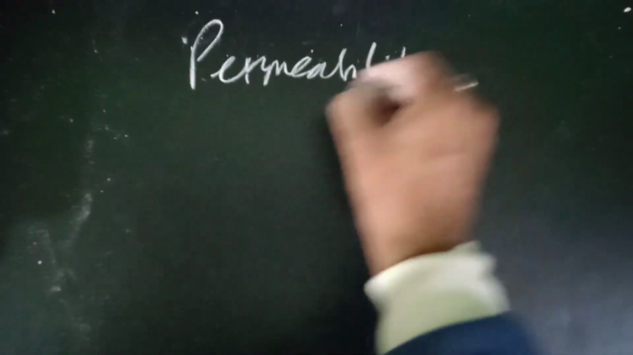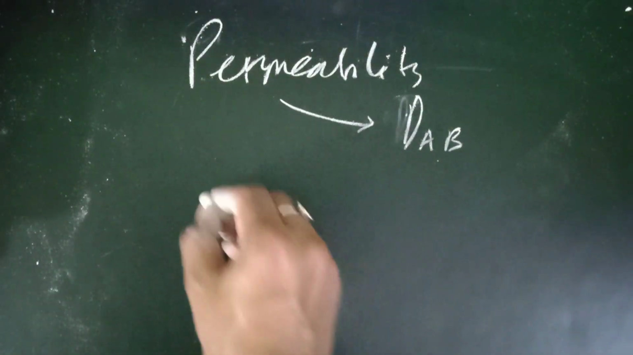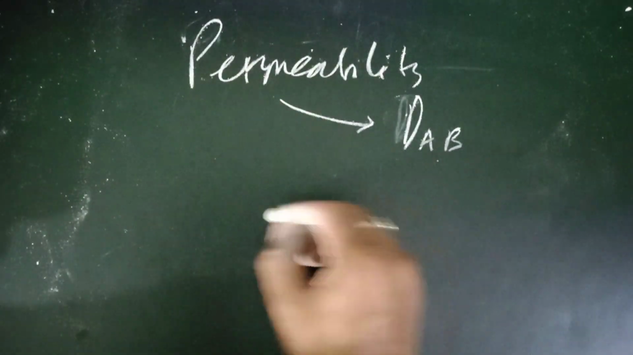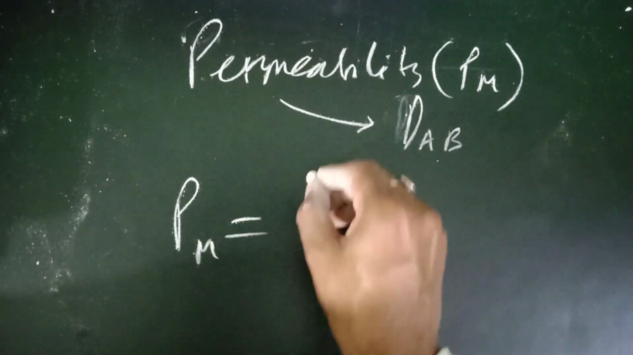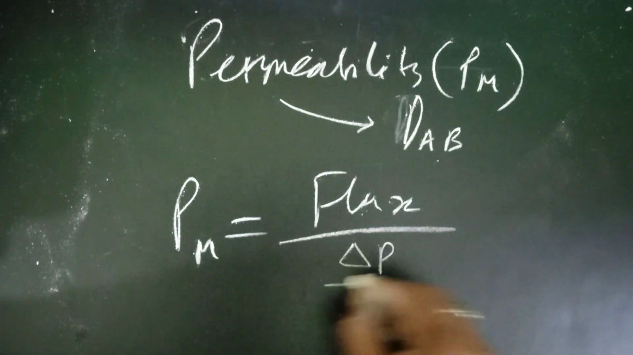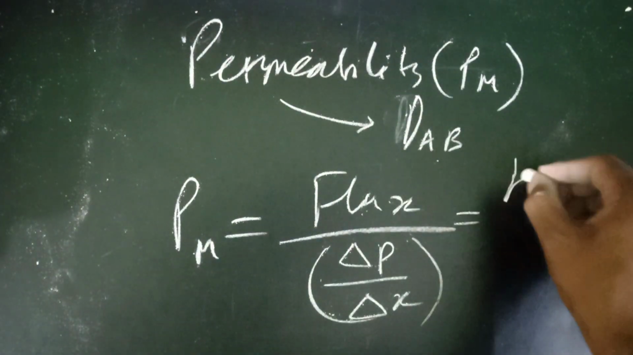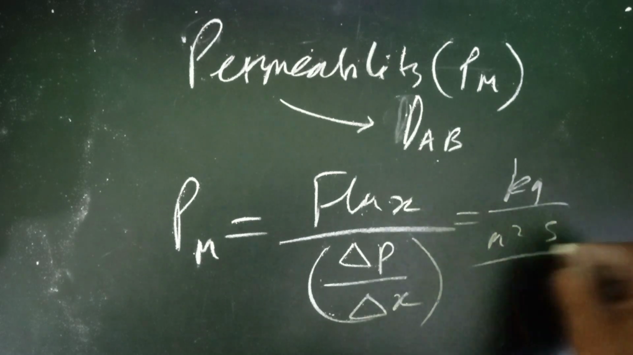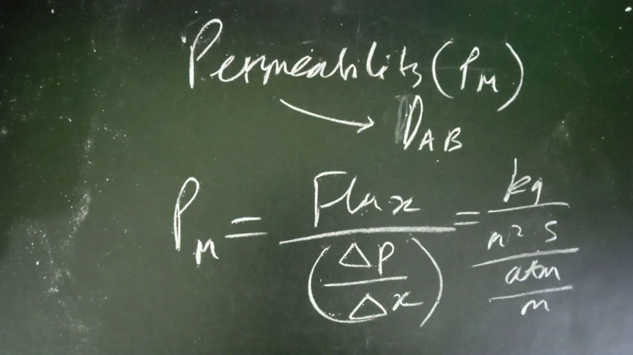Now let's see the next term, which is permeability. Permeability corresponds to diffusivity, DAB. So permeability is denoted by PM, and it is like diffusivity, so it is flux divided by the driving force gradient, which in this case would be delta P upon delta X, and the unit will be kilogram per meter square second divided by atm per meter, so it's kilogram per meter atm second.